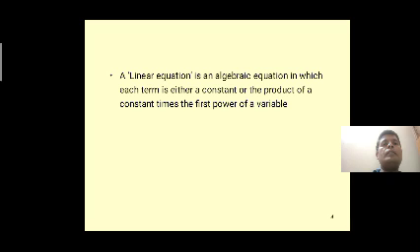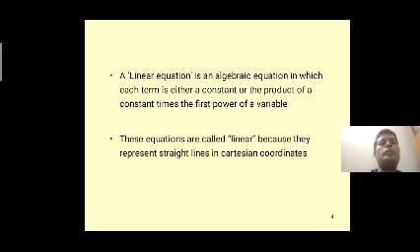A linear equation is an algebraic equation in which each term is either a constant or the product of a constant times the first power of a variable. These equations are called linear because they represent straight lines in Cartesian coordinates.